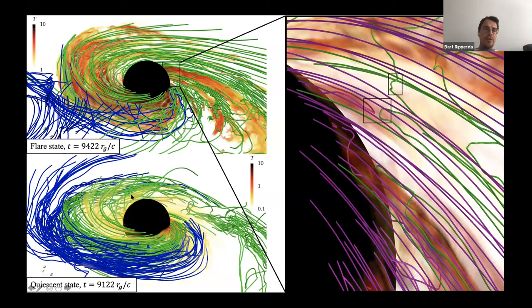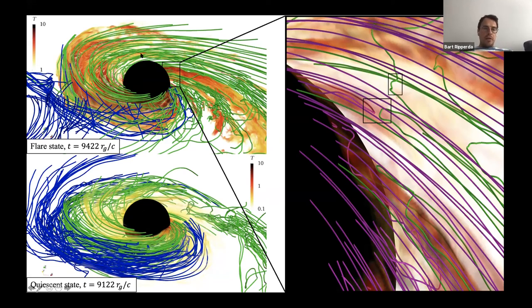Here in the bottom, you see the standard state where blue and green field lines are both in the disk and they accrete onto the black hole to bring flux onto the black hole. And you see the volume render here is the temperature and all temperatures are below one. And temperature here is pressure over density. So temperature above one means it's relativistic and below one it means it's non-relativistic.